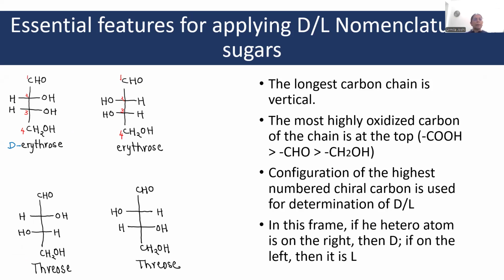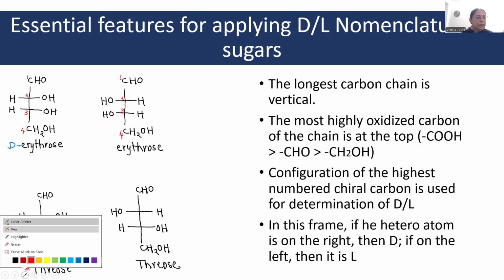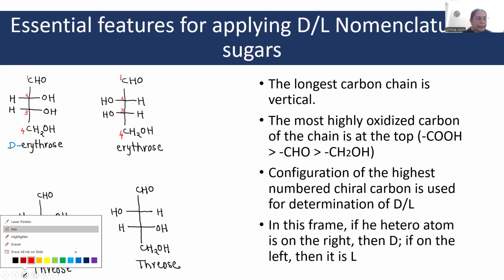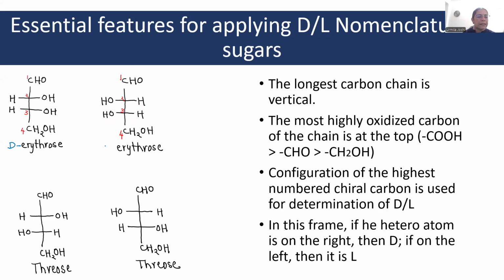Now, carbon number 2 and 3 are chiral carbons. So, the configuration of the highest numbered chiral carbon, that is carbon number 3, is taken into consideration. Now at carbon number 3, the heteroatom containing group, the OH, is on the left, and therefore this configuration is L. I hope you understand this. This is L.